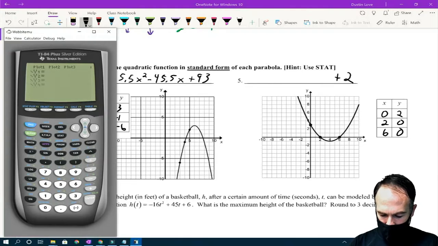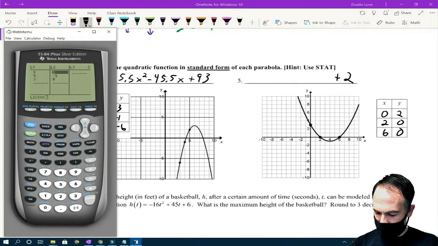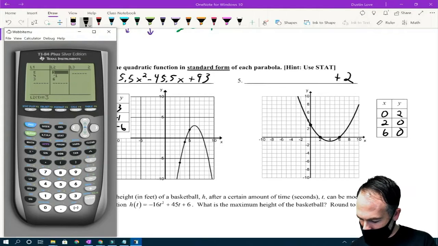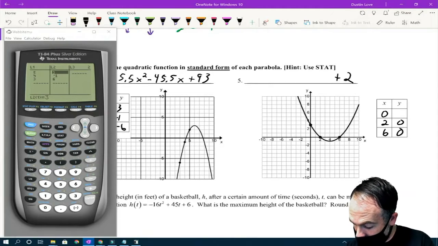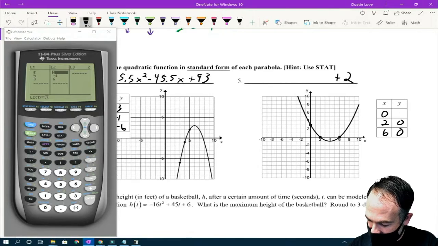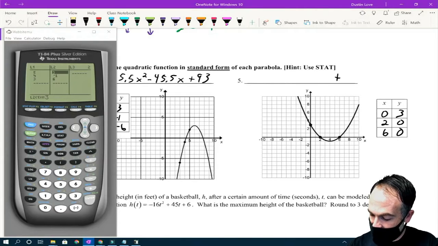So, sorry, stat. Wait, is it number 5? Isn't that 0, 3, first one? Oh, thank you. Yes, somebody here in class just pointed out that that's actually a 3. I got that in the wrong spot. Thank you.